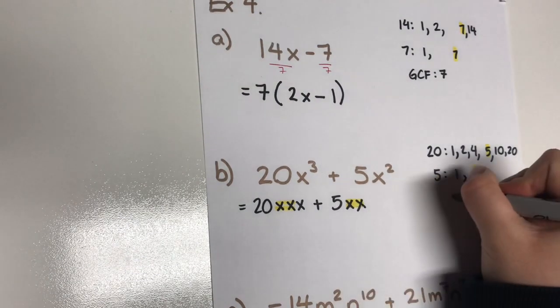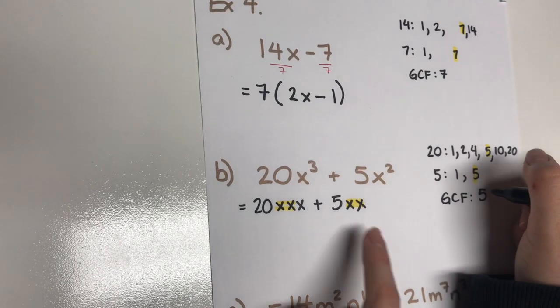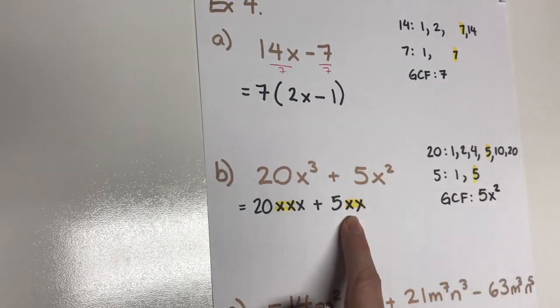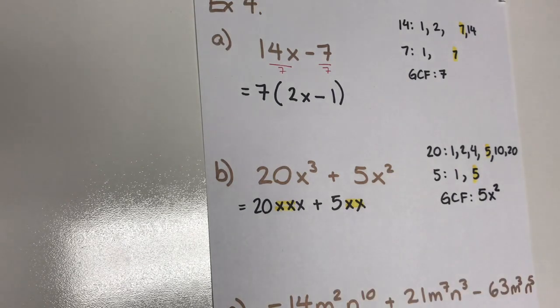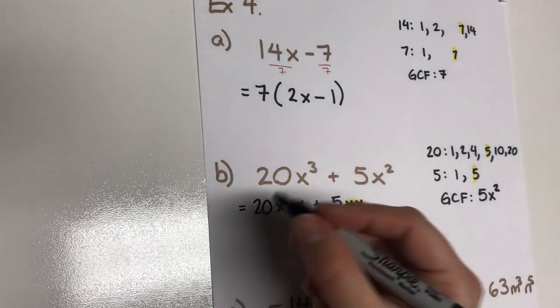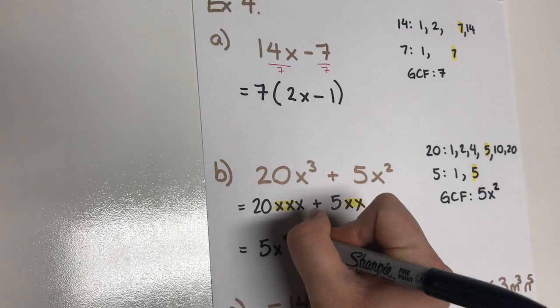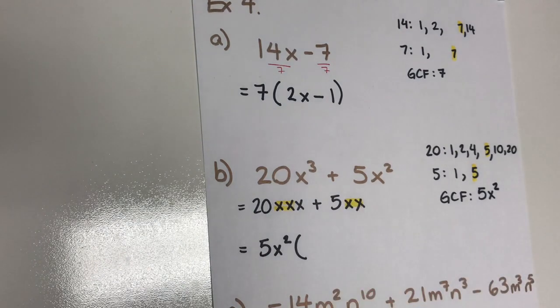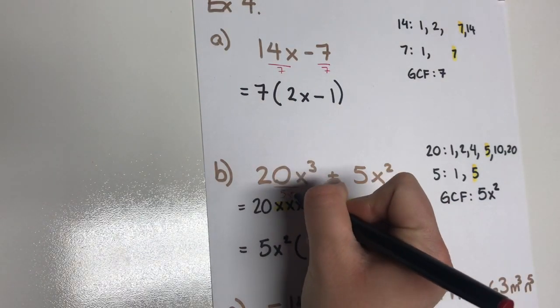So that means my GCF for the whole term is 5x squared. So it's the lowest exponent. That's what I'm going to bring to the front. 5x squared. And then in brackets, I'm going to divide out 5x squared.